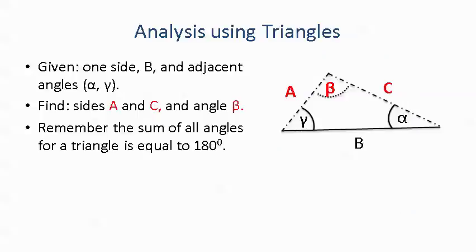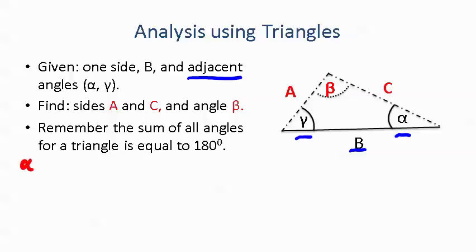The first case is the case where we're given one side B and angles gamma and alpha. These must be the adjacent angles to the known side B. And we are asked to find sides A and C and angle beta. Finding the angle beta is straightforward if we remember that the sum of all the angles of a triangle is equal to 180 degrees. So let us write this equality.